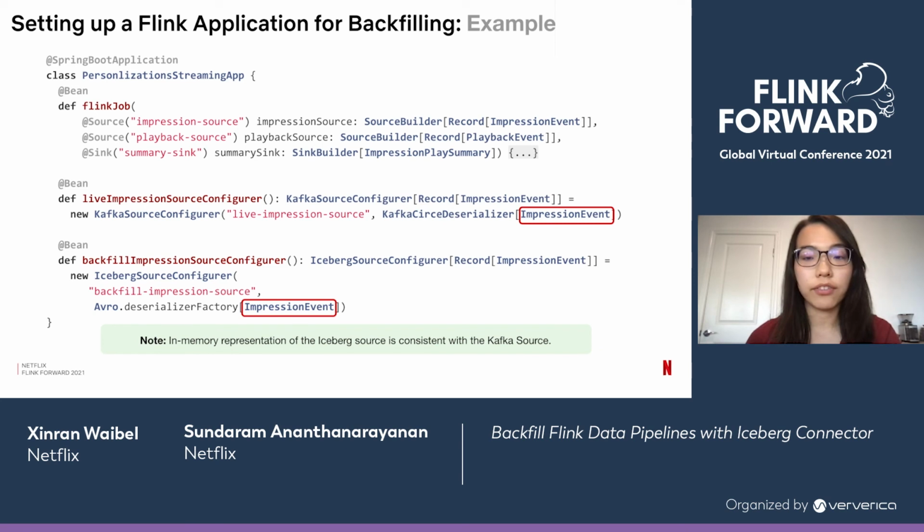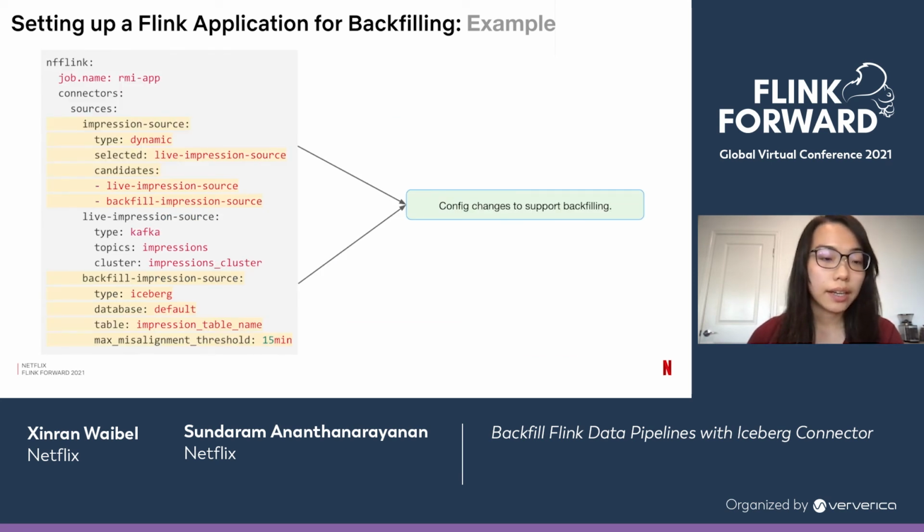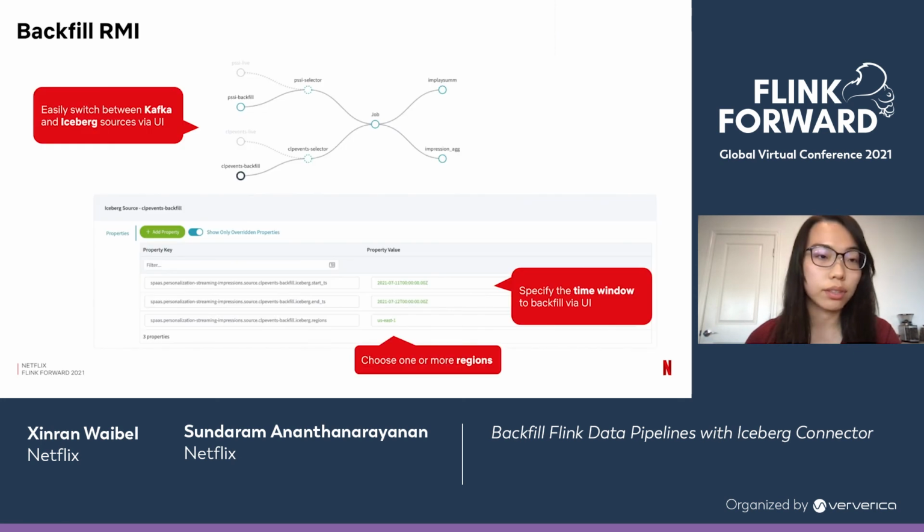You also need to make a few changes to your configuration. Here, I define the backfill impression source to specify which Iceberg table to read from. I also added a dynamic source selector so I can easily switch between live source and backfill source later. Here is how the RMI backfill job looks on Netflix's internal Flink UI. As you can see here, I can easily switch between Kafka and Iceberg source through the UI, and if I want to backfill, I just need to configure the start timestamp and end timestamp of the backfilling window. I also have the option to choose to read from one or more regions as well.